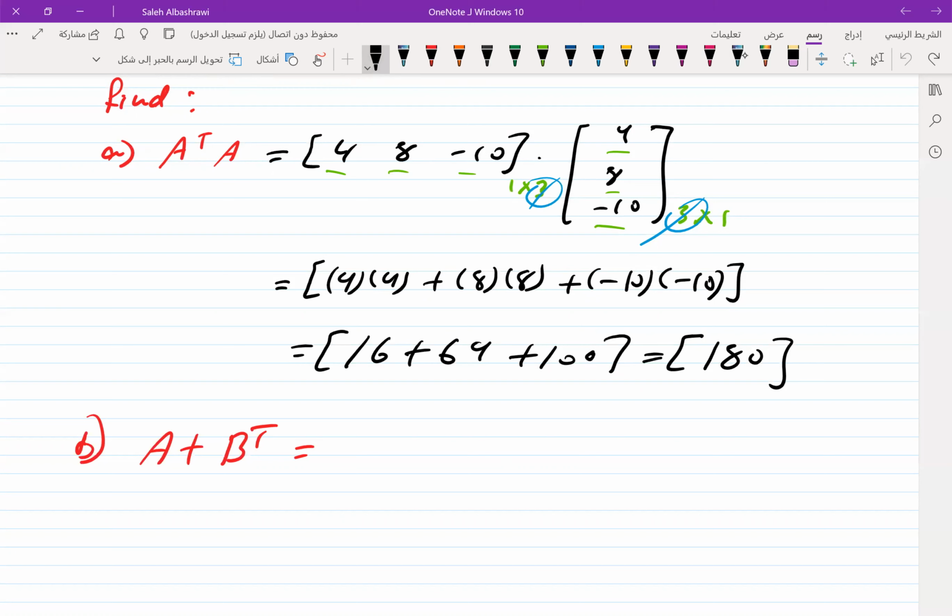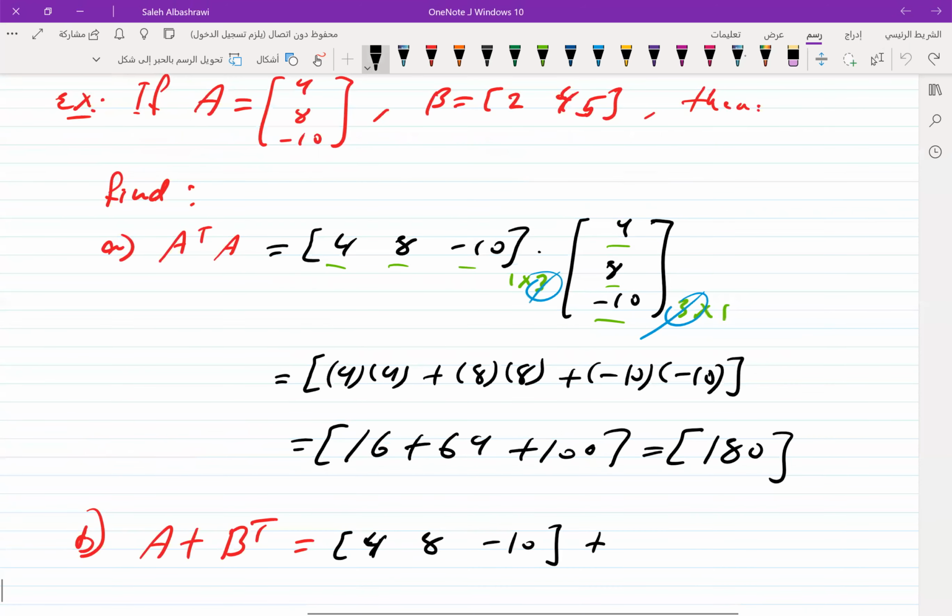A is given by 4, 8, minus 10, plus B transpose. A is a row vector, so the transpose will be a column vector. So A should be written as a column, not a row. So it is given as the column vector 4, 8, and minus 10.